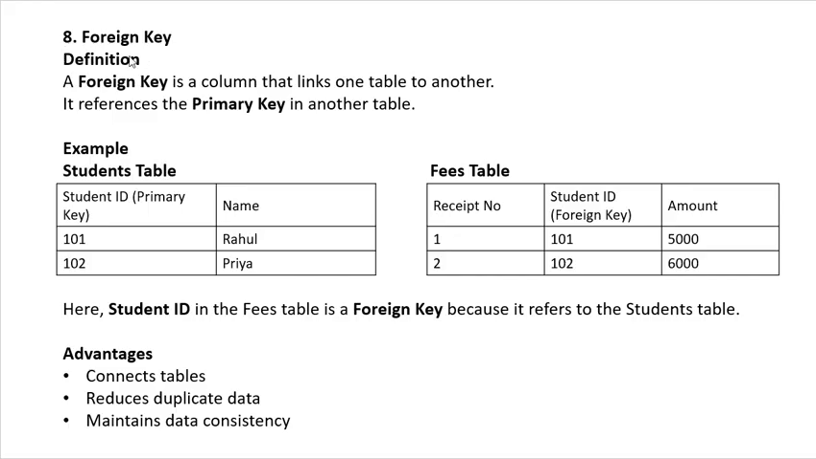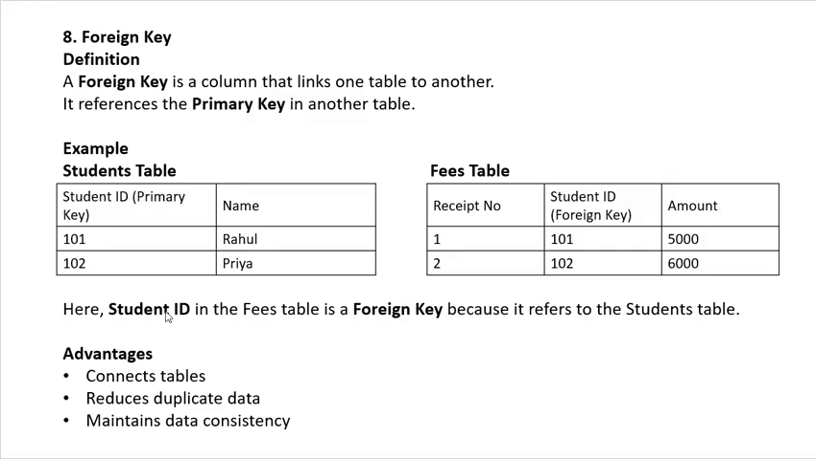Eight is a foreign key. A foreign key is a column that links one table to another, and it is a reference to a primary key in another table. For example, the student table has student ID as the primary key and name, and the fees table has receipt number, student ID, and amount.